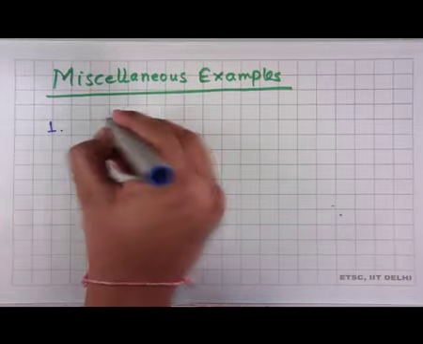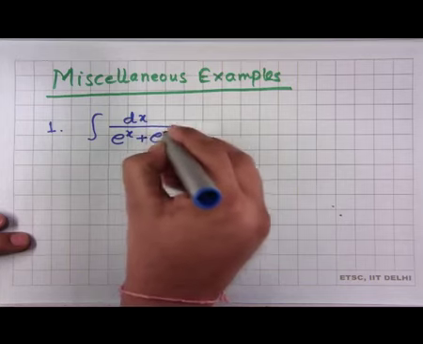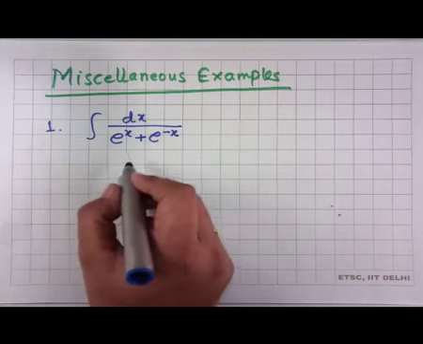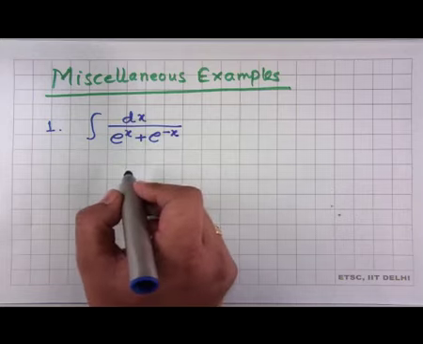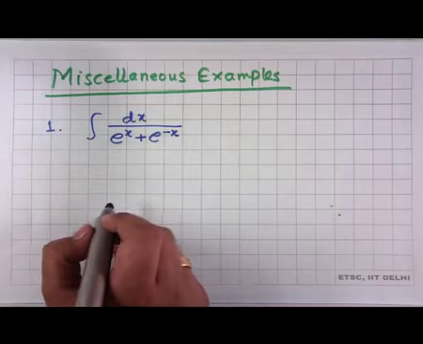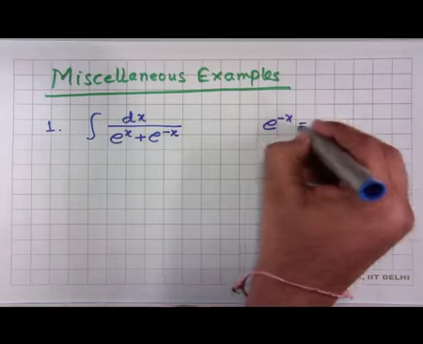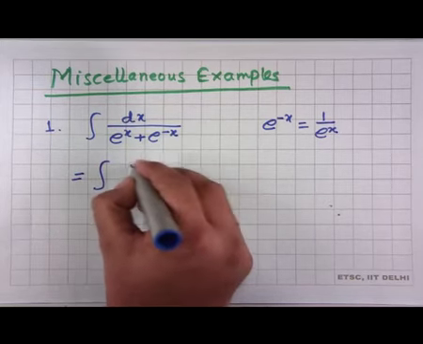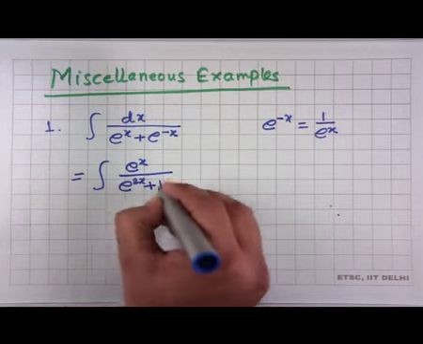So, we will start with a very simple example. To evaluate the integral of 1 over e raised to power x plus e raised to power minus x, dx. Since the denominator has the sum of e raised to power x and e raised to power minus x, we should look at the ideas which we have learned. It is not the antiderivative of a function which can be directly found. But if we change the form of the function a bit, and we know that e raised to power minus x can be written as 1 over e raised to power x, therefore, this integral will take the form of e raised to power x over e raised to power 2x plus 1, dx.